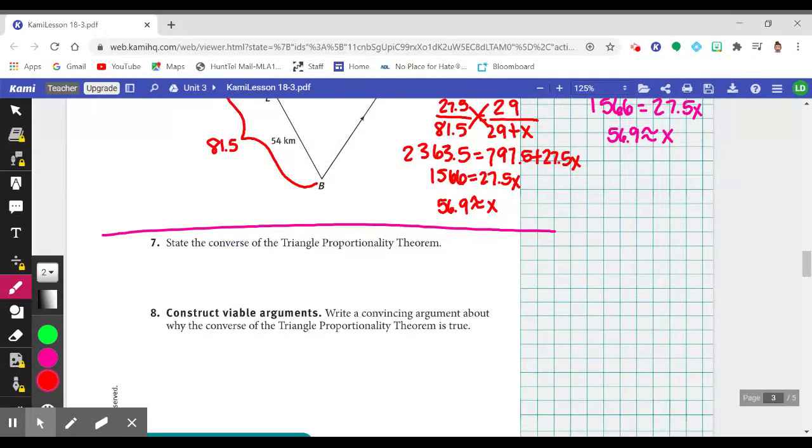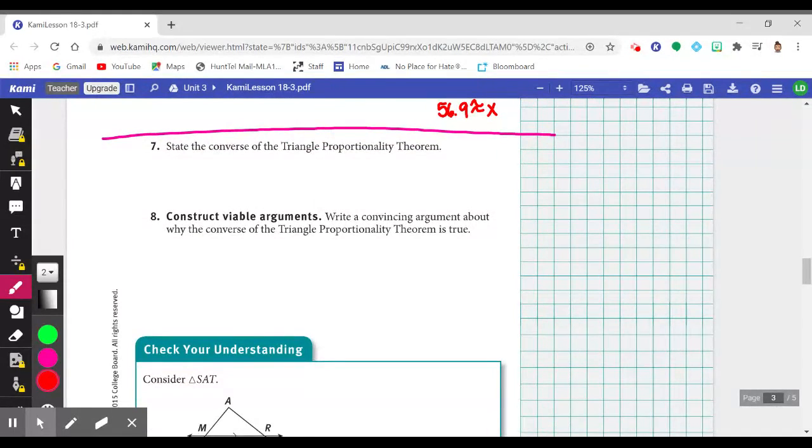Now, if you would, go ahead and draw a line above number 8, and just take a moment and write the converse of the triangle proportionality theorem. So swap the hypothesis and conclusion of the definition on the previous page.